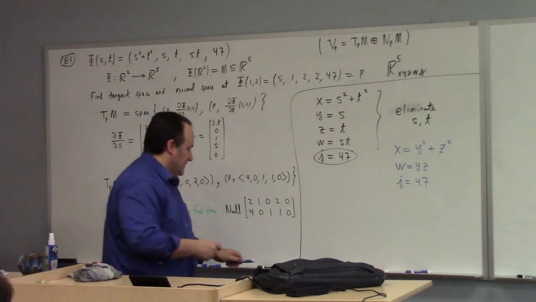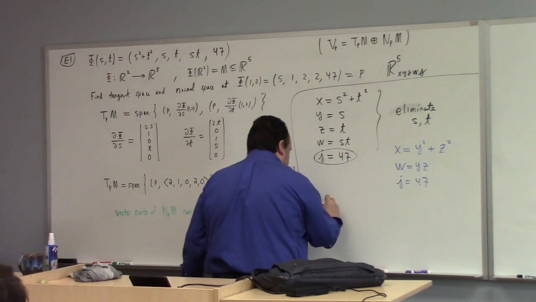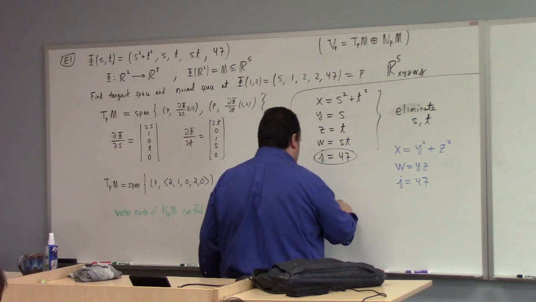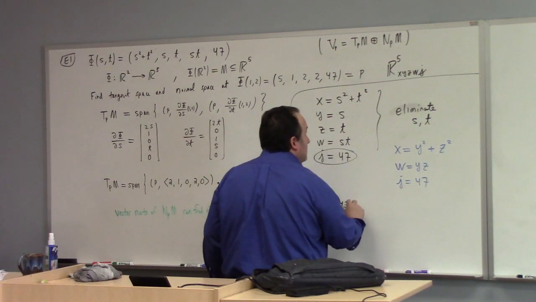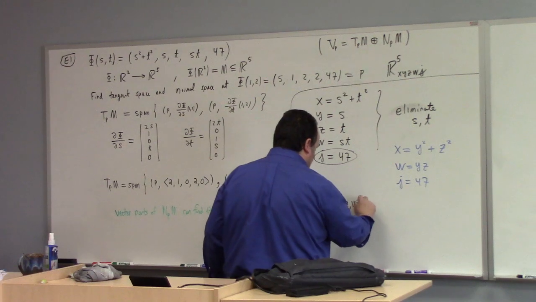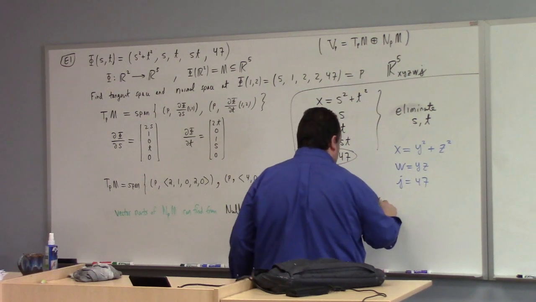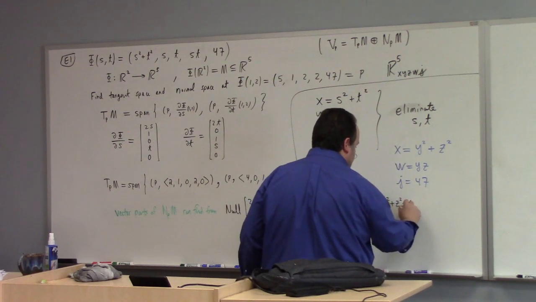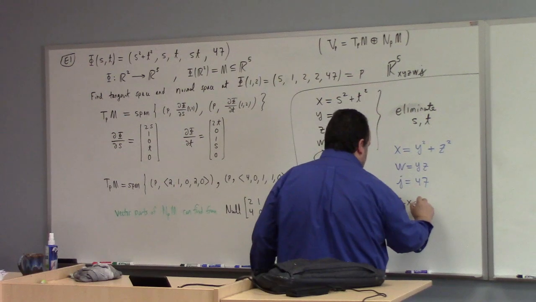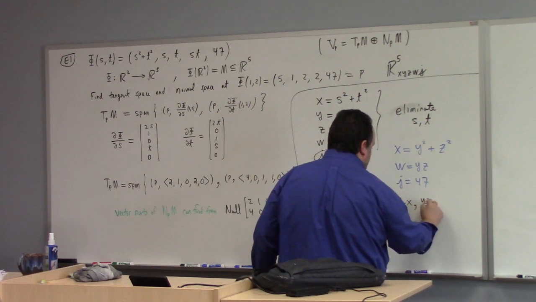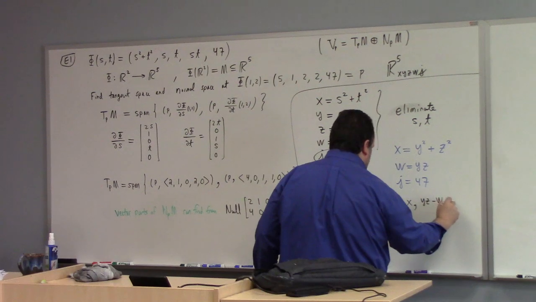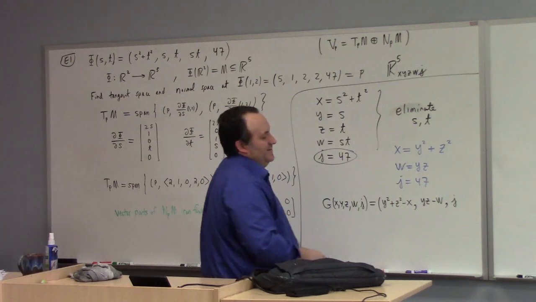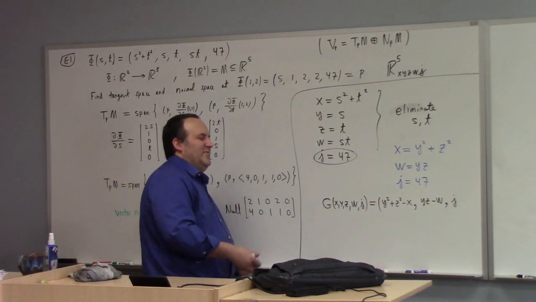So we take those and we package them as a single mapping. I usually call it G. So you want G of X, Y, Z, W, J apparently, and that's going to be equal to, let's say, y squared plus z squared minus x, comma, yz minus w, and j. I guess I'll put the 47 in.